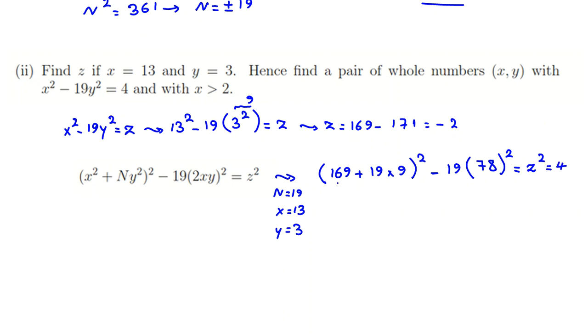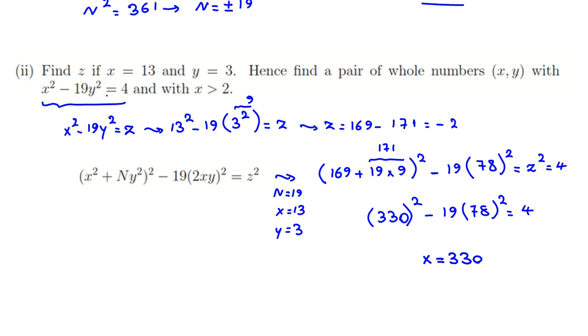Okay, so we can consider, it says find another x, y with this condition with x greater than 2. So what is x? 9 times 19, as we've calculated, is 171. 171 plus 169, it's 0. 7 plus 6, 13. We have 1. 1 plus 1, 2. Plus 1, 3. 330 squared minus 19 times 78 squared equals 4. So if we consider this equation, x equals 330, which is greater than 2, and y equals 78.